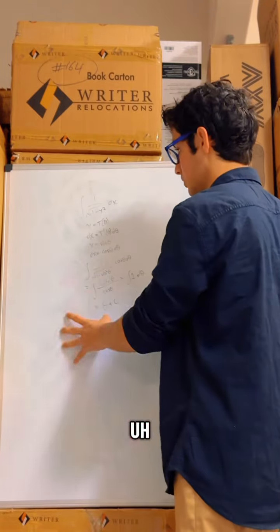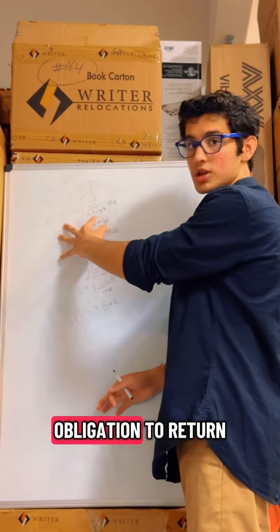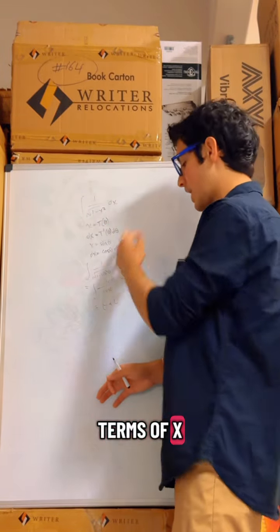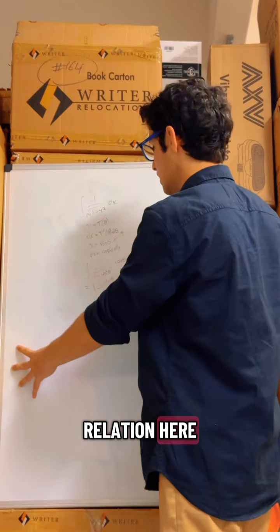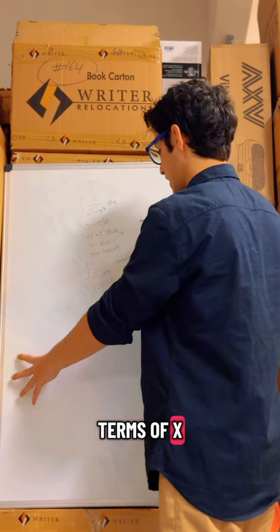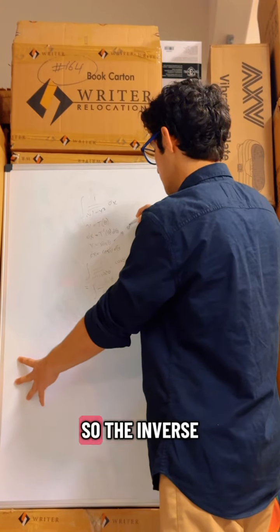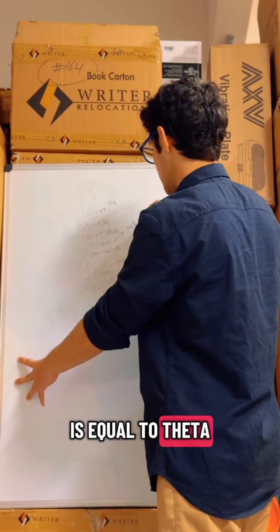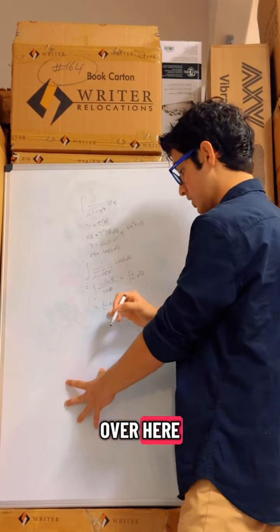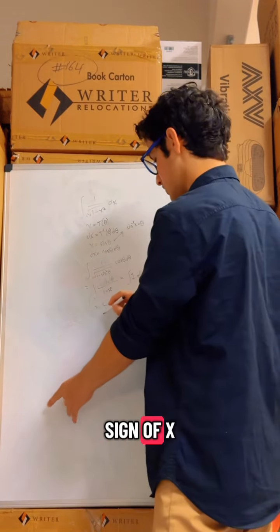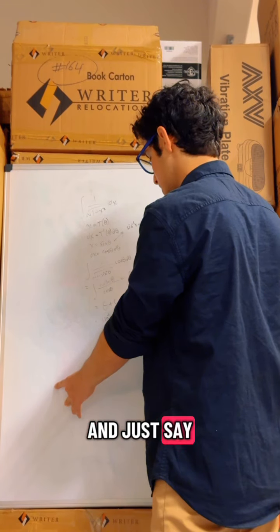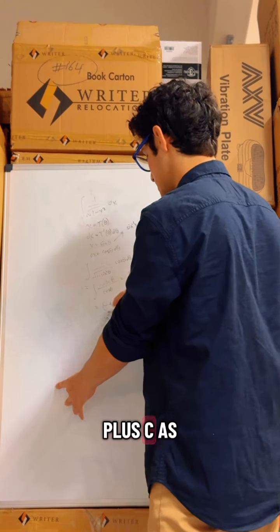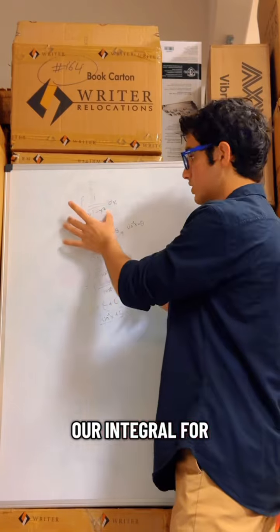We know that we were given a question in x, so it's our obligation to return an answer in terms of x, not in terms of theta. So to do that, we're going to look at this relation here, and we're going to find theta in terms of x. So all we do is take the inverse. So the inverse sine of x is equal to theta, right? And so over here, instead of writing theta, we can just write inverse sine of x. And just say that, we're done. We have the inverse sine of x plus c as our integral for this.